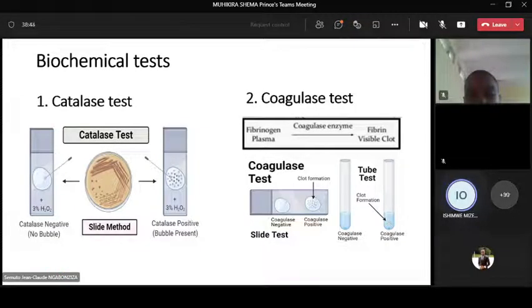Biochemical tests. There is a set of biochemical tests that are mostly used for identification of bacteria. One is called the catalase test. This is to see whether the bacteria can produce the enzyme catalase.